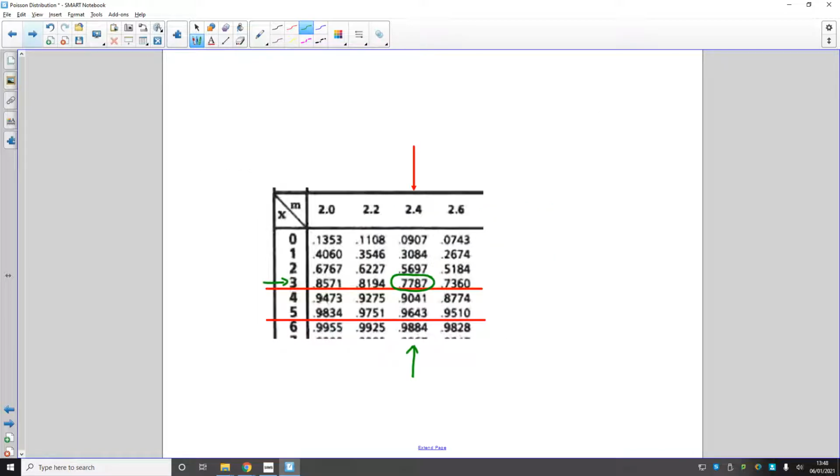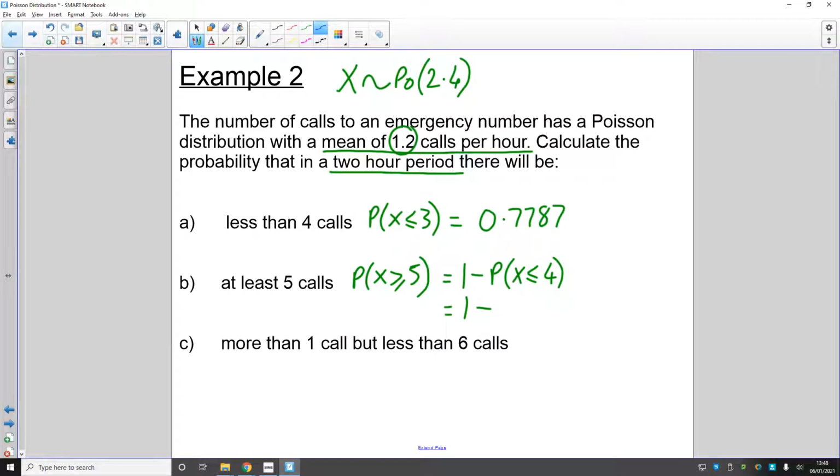So 4 or less would be, in this case, 0.9041. Or again, you can use your calculator to work out these values. So I'm going to use 0.9041 from the tables. And working that out, 1 minus 0.9041 gives me an answer of 0.0959.